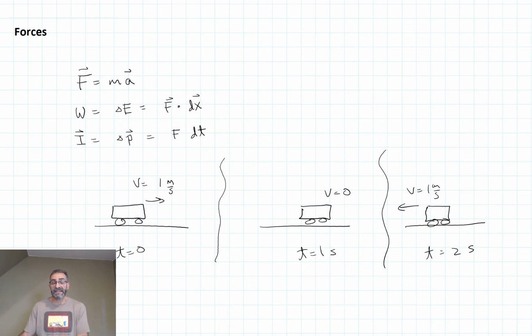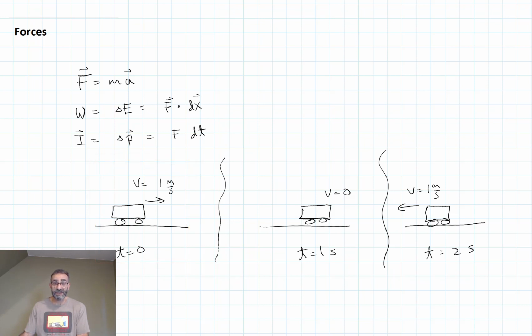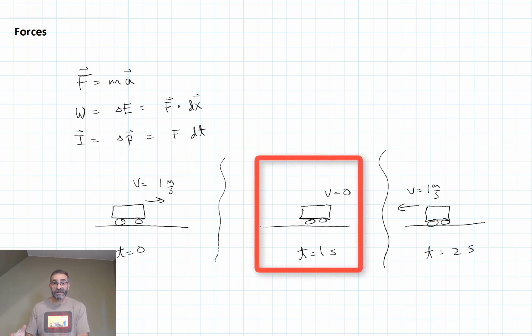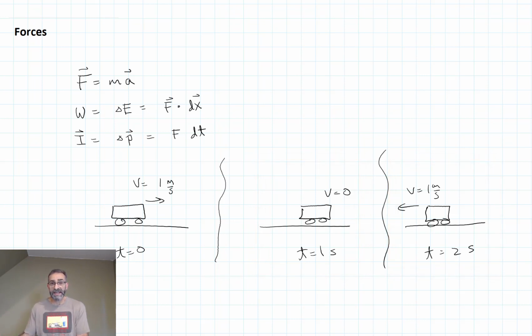Let's take a closer look at F equals ma. Let's say I have a cart moving to the right with a speed of 1 meter per second at t equals 0. 1 second later, my cart is at rest. And 1 second after that, it's moving to the left with a speed of 1 meter per second. Well, what do you know about this cart? There must be a force pushing it to the left. Some kind of a force pushing on it in this direction that's causing it to slow down between t equals 0 and t equals 1.